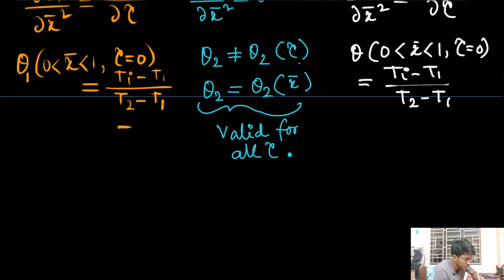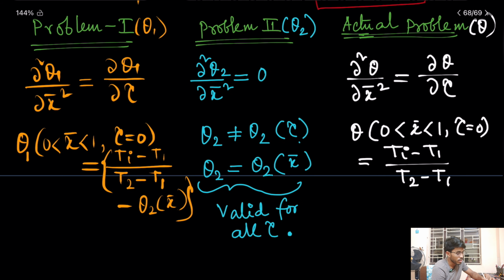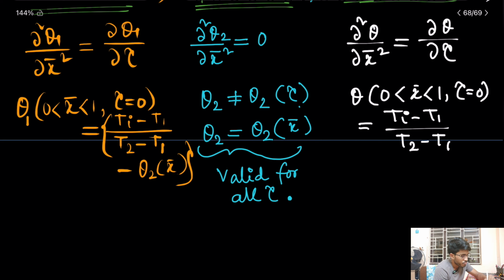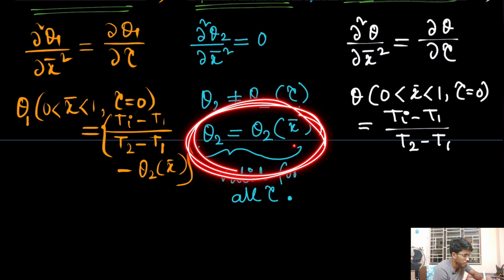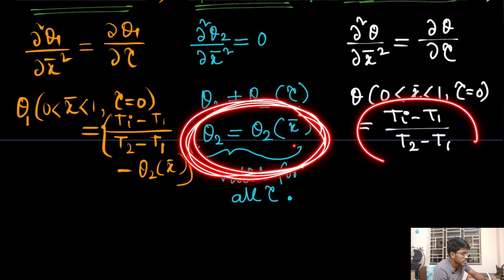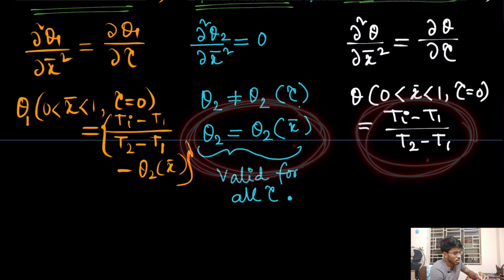So this should be this minus theta 2 of x bar. This is my initial condition for problem 1. This is not an initial condition, but this is valid at any time for my problem 2, and this is my initial condition for the actual problem.